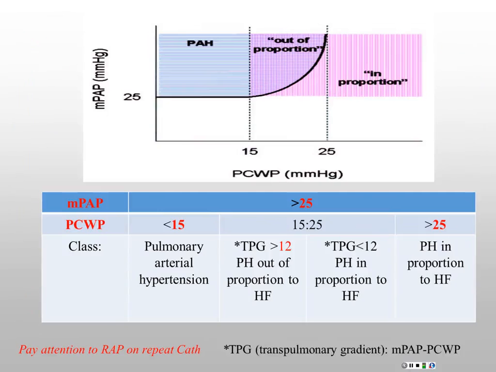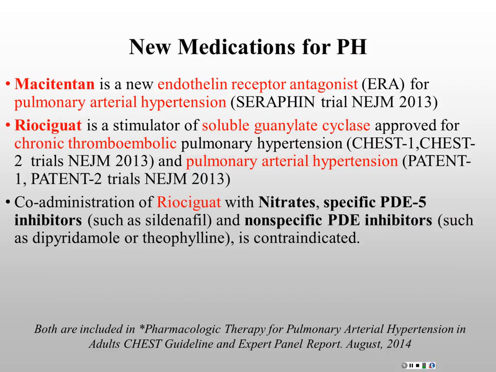The pressure is 25. If your pulmonary capillary wedge pressure is below 15, this is pure arterial hypertension. If it's above 25, it's secondary to heart failure. In between 15 and 25, you have to calculate the transpulmonary gradient, which is basically your mean pulmonary pressure minus your wedge pressure. If the number is above 12, it means out of proportion to the heart failure, so you can still qualify for some therapy based on that. If your number is below 12, then this is proportionate to your heart failure, and we cannot provide specific therapy for pulmonary hypertension.